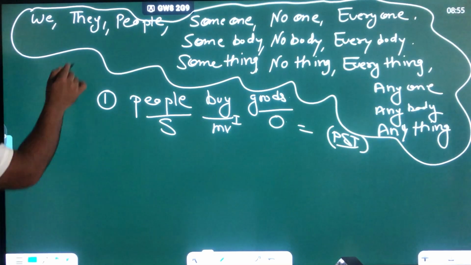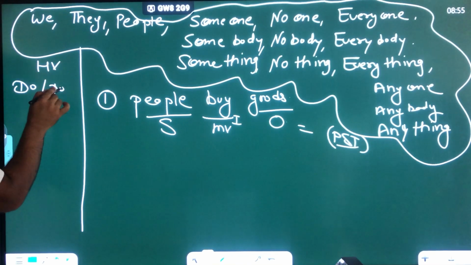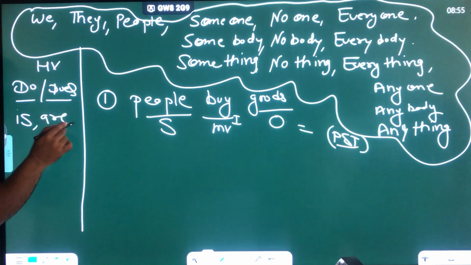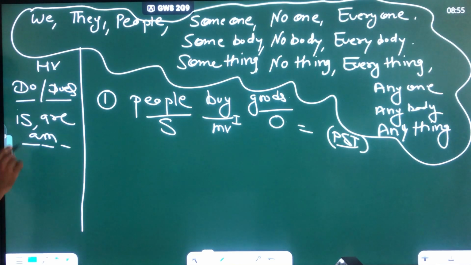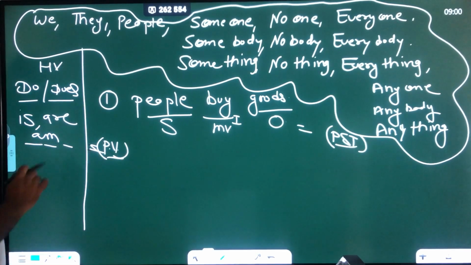In present simple tense we use HV like do or does. And guys, according to GR policy, if we use do or does as a helping verb in the active voice sentence, then we convert into passive voice like is, are, and am according to subject eligibility. If the subject is singular, we use is. If the subject is plural, we use are. And if the subject is I, we use am. Now we have to convert into PV according to GR policy.